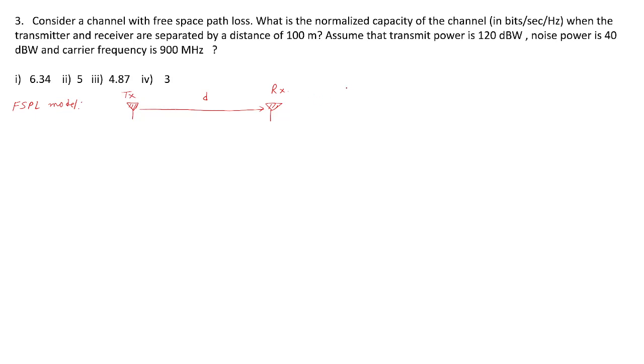the power received at the receiver, which is denoted, let me write it down, PR is the received power, PT is the transmitted power.